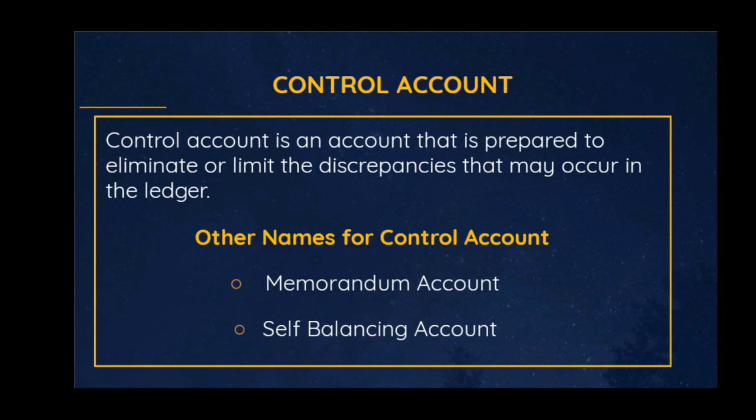Because a control account is prepared on a single entry basis. It's not in line with the double entry principle. So that's the reason why it is called a memo, because it is a one-sided account. It's also called a self-balancing account, because after preparing the control account, we can balance it. The total of the control account will be equal to the total of the individual accounts. That is, if we put all the individual debtors' accounts together, the total will be equal to the total we are having in a control account.